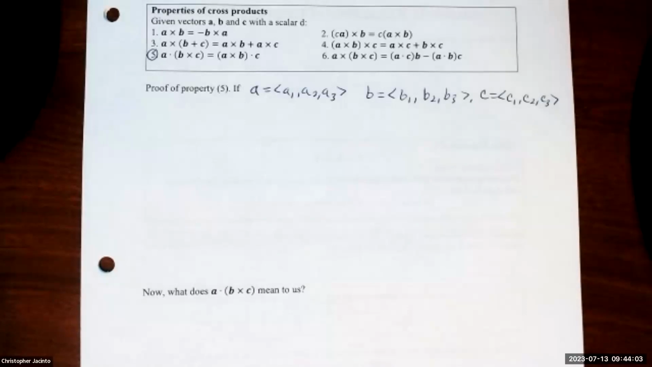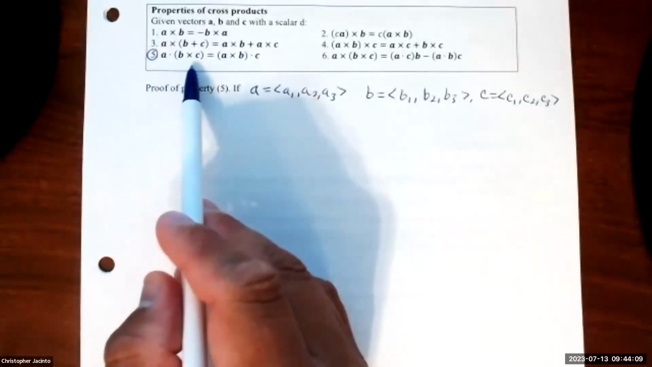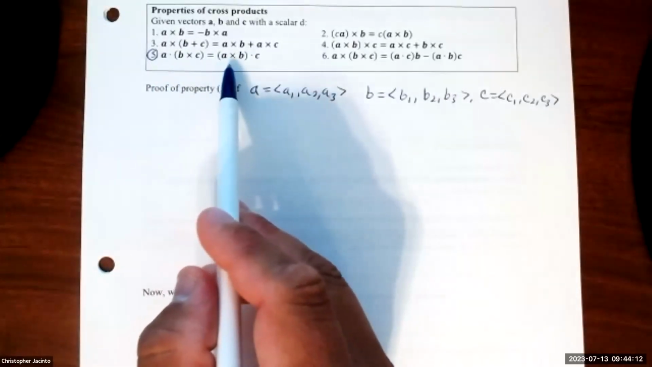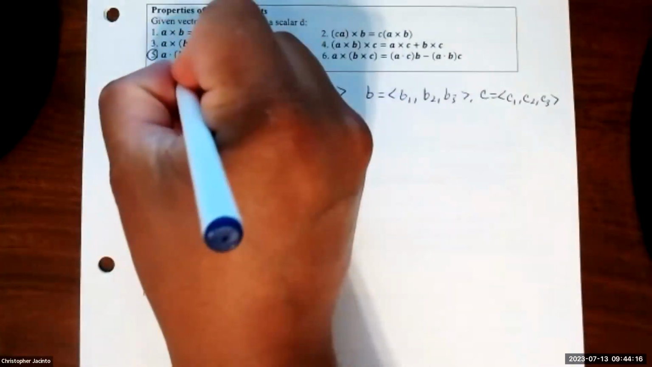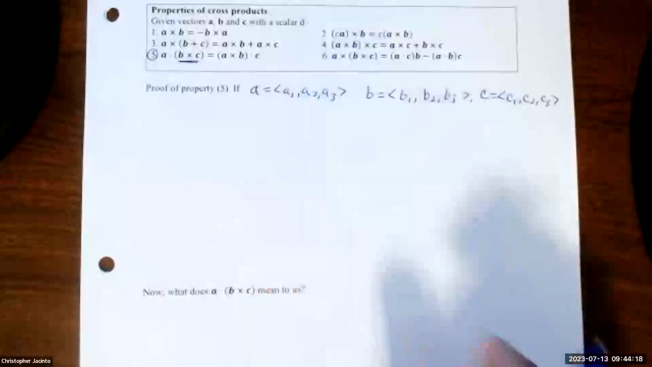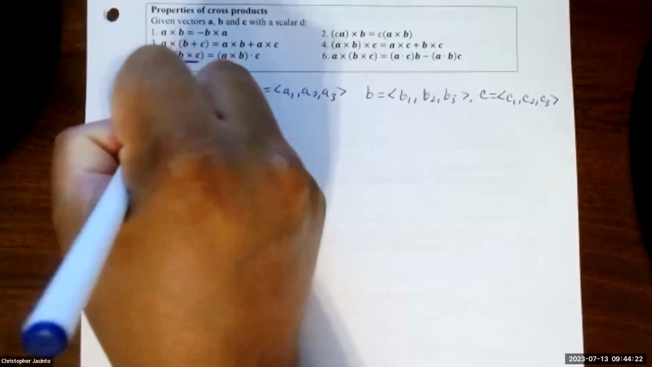So we want to show that the dot product of the cross product equals, basically it's a commutative property, right? It could be forwards or backwards. So we're going to start with this part here. So we know the cross product of B minus C, and that's going back to the actual definition, right?